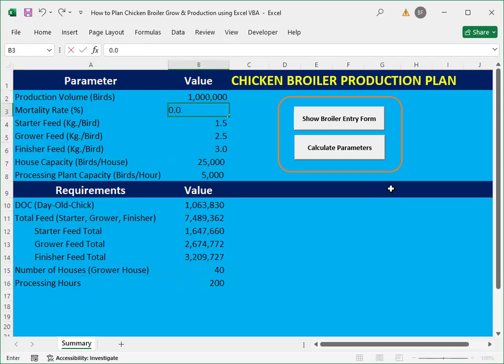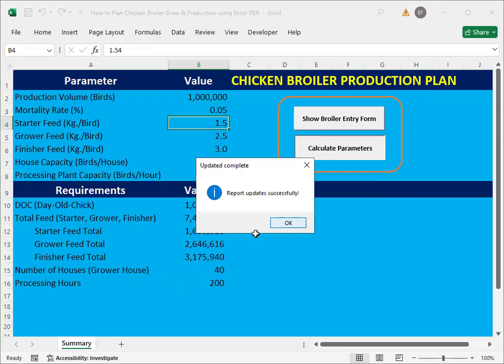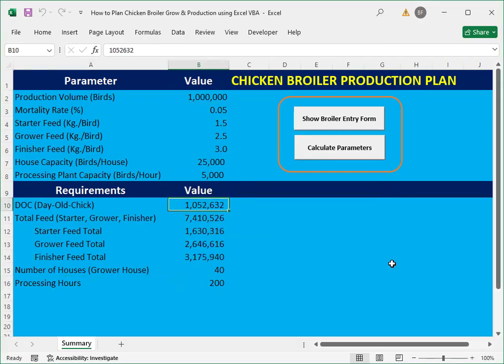Let's say we go back to 5% mortality rate again, then calculate parameters. The parameters are recalculated, and the DOC requirement for 1 million at 5% mortality would become 1,052,632 DOC, the day-old chicks that we're going to place in the farmhouses. The total feed would become 7,410,000 total feed requirement, that is starter plus grower plus finisher, and the houses would remain at 40, with 200 processing hours. Let's say we expect to produce 2 million per cycle. Okay, calculate.